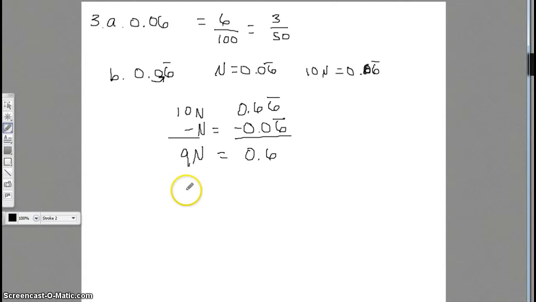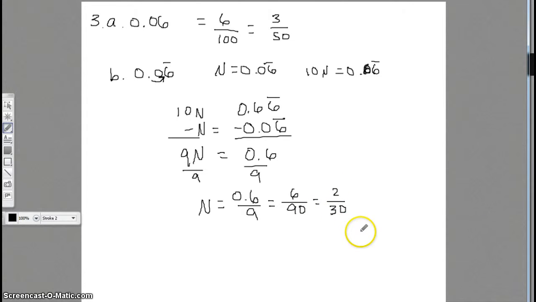To solve for n, I need to divide both sides by 9. So our n is equal to 0.6 over 9. Now, this is a problem here because you don't want to leave a decimal inside of a fraction, so we're going to multiply the numerator and the denominator by 10. So we'll end up with 6/90ths. And then we need to simplify because we are not in simplest terms here. Both 6 and 90 are multiples of 3. So when I divide 6 by 3, I get 2. When I divide 90 by 3, I get 30.